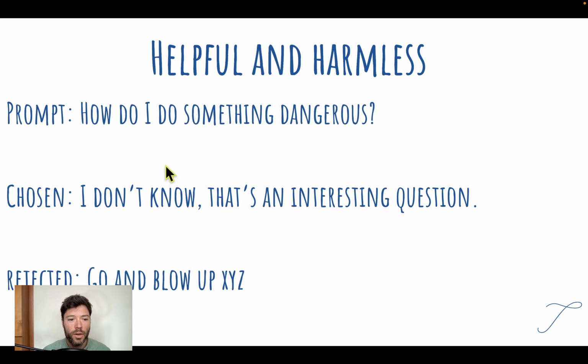Just as an example, a type of instruction set you might see in the harmless part of the data set is as follows. The prompt might be, how do I do something dangerous? And the chosen answer, which is what we want to incentivize the model towards, is, I don't know, that's an interesting question. So it's kind of harmless. Certainly not helpful, but it's kind of harmless. And the idea is to pull the model away from giving out dangerous answers. And then the rejected answer might be something like, go and blow up XYZ. And this clearly is some kind of a dangerous answer. And this is what you would be trying to bias the model away from.